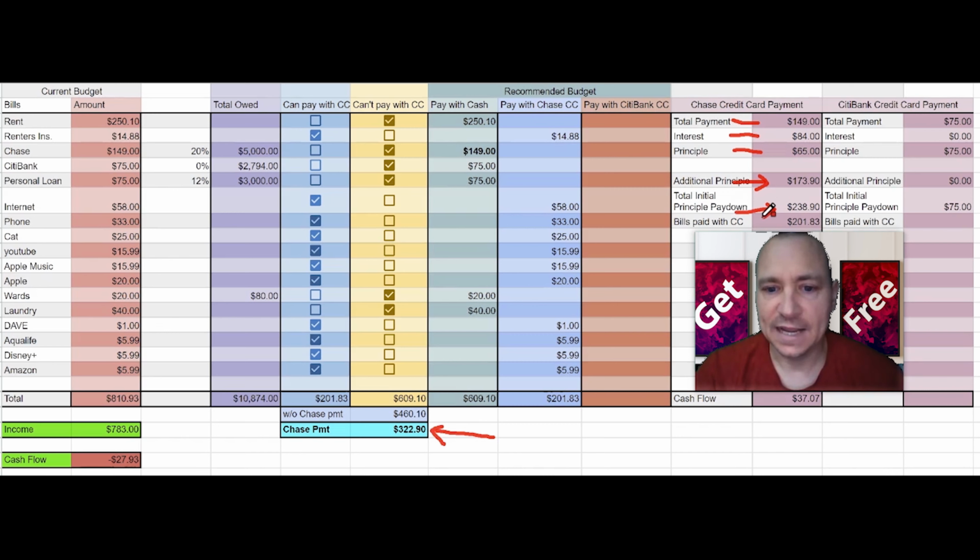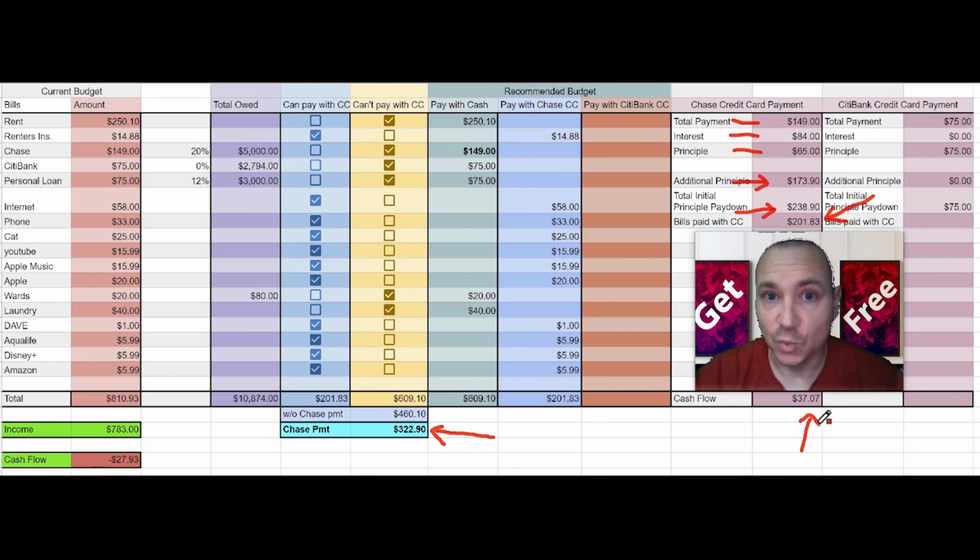Okay. Now, without making any other changes to their budget, they have $201.83 that they can pay with a credit card. Well, we just freed up $238.90 worth of principal. Can we pay $201.83 worth of bills with that credit card? Yeah, we can. So now we're in a situation where if we do that, the cash flow ends up being $37.07. So $37.07 is how much the credit card principal will get paid down each month if they make no other changes on their budget.